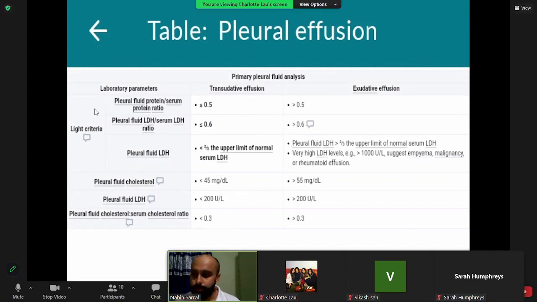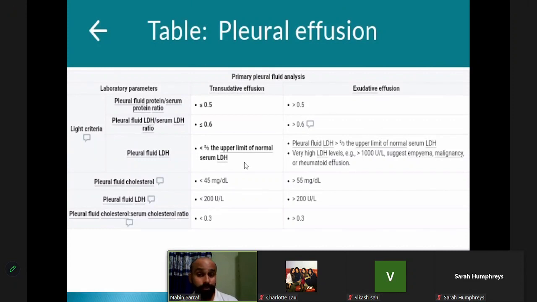Going through Light's criteria: if the pleural fluid protein to serum protein ratio is more than 0.5, the pleural fluid LDH to serum LDH ratio is more than 0.6, or the pleural fluid LDH is more than 200 international units per liter, then it is suggestive of exudative effusion. Unlike the exudative effusion, if the protein ratio is less than or equal to 0.5, the LDH ratio is less than or equal to 0.6, or the fluid LDH is less than 200 international units per liter, then it is suggestive of transudative effusion. Next slide, please.